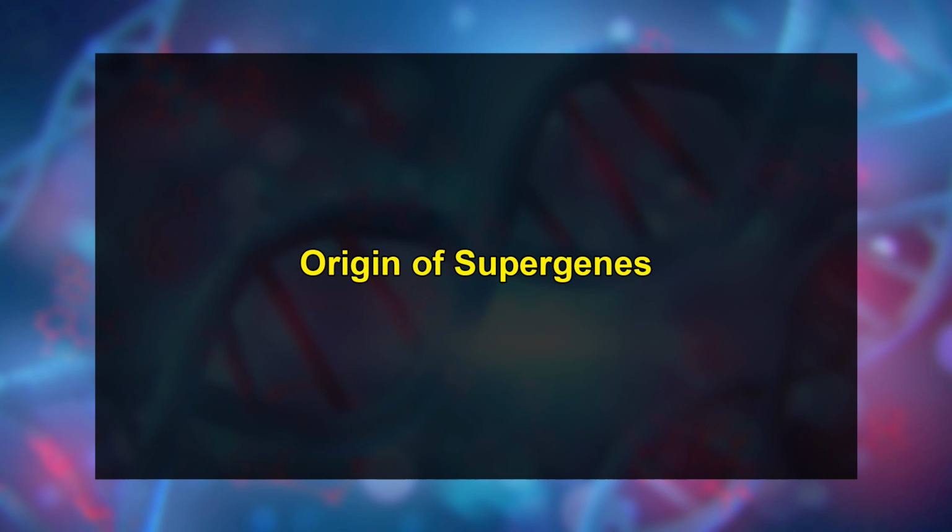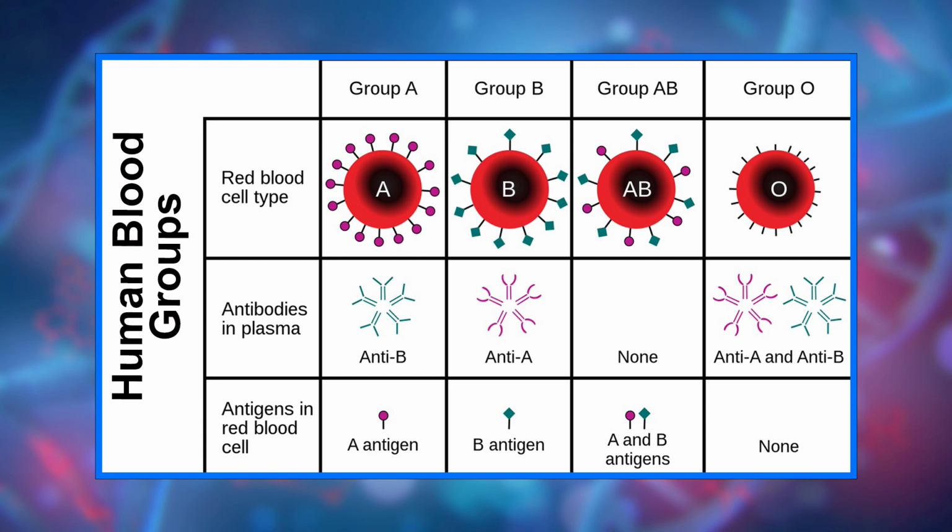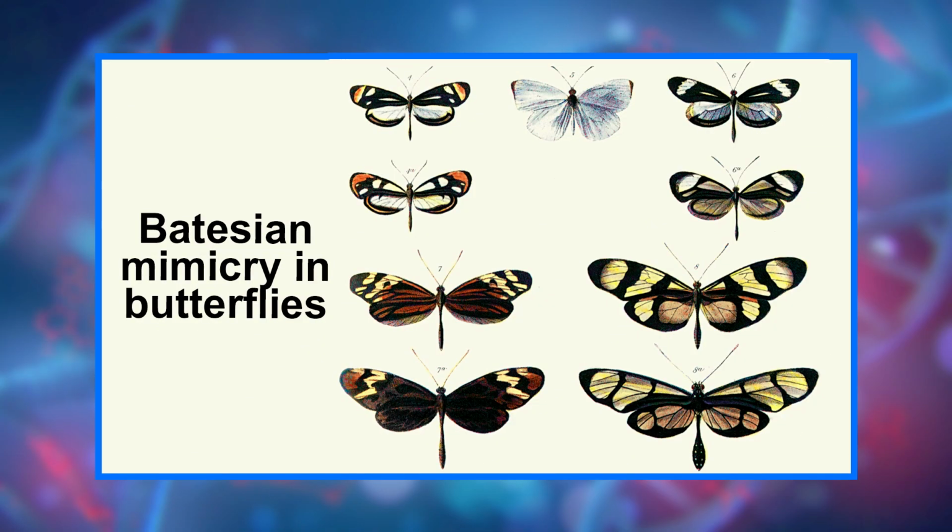Dear students, let's now discuss the origin of supergene. Although a polymorphism can be controlled by alleles at a single locus, for example, human ABO blood groups, the more complex forms are controlled by supergenes consisting of several tightly linked genes on a single chromosome. Batesian mimicry in butterflies and heterostely in angiosperms are good examples.